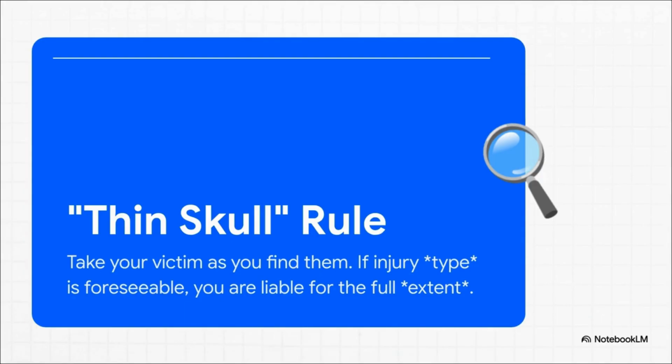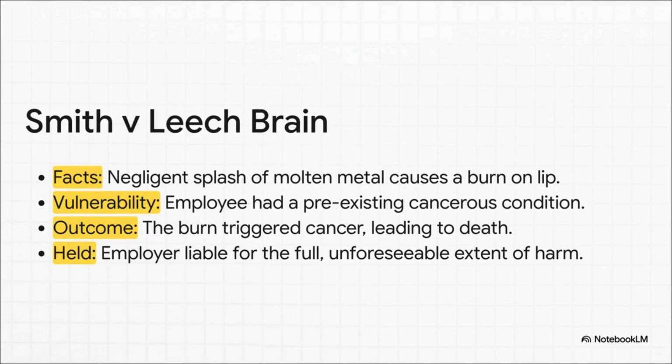So if a small, foreseeable injury, like a cut, causes a catastrophic result because the victim has a hidden vulnerability, say hemophilia, the defendant is responsible for all of it. You can't just turn around and say, well, I couldn't have known they were that fragile. Too bad. You're liable for the full extent. And the classic case here is Smith v. Leachbrain & Co. It's a perfect example.